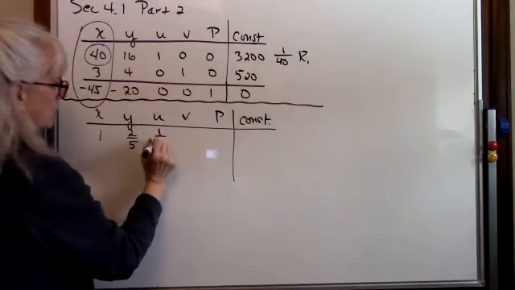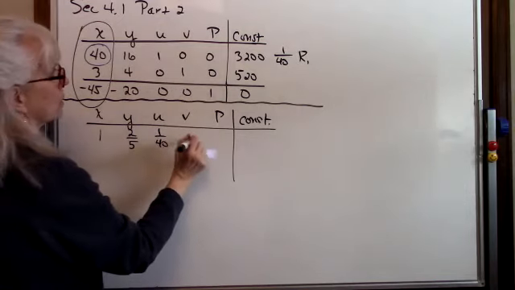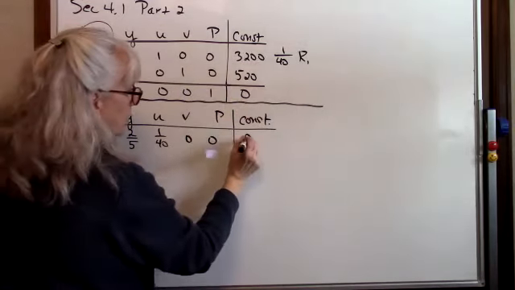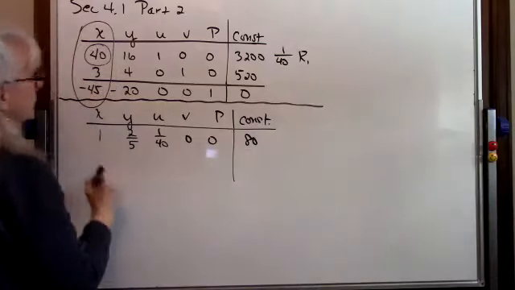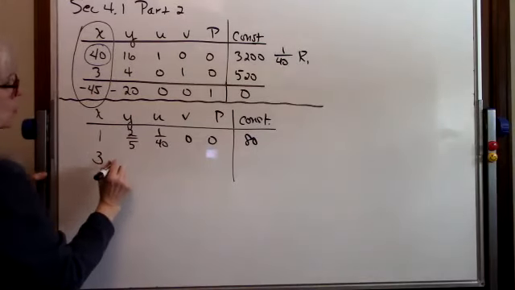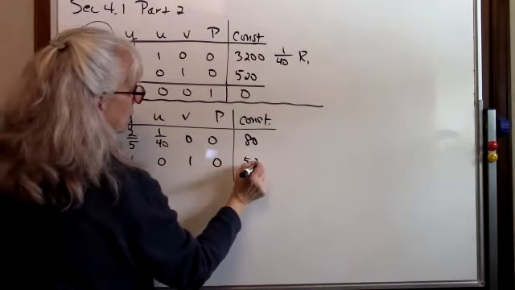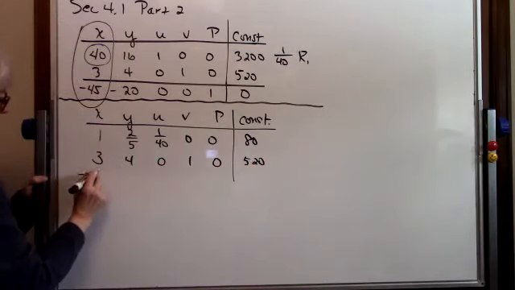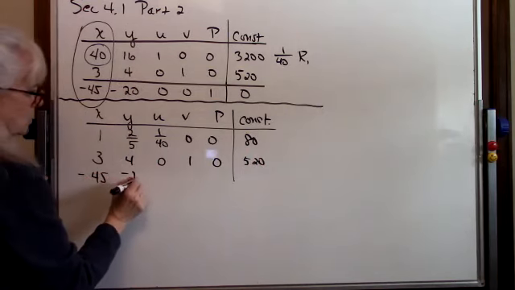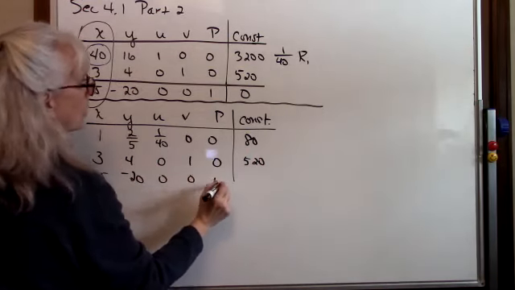1 over 40, 0, 0. 3,200 divided by 40 is 80, which we recognize. I'm going to copy over the remaining rows, 3, 4, 0, 1, 0, and 520. Next, we'll have a negative 45, a negative 20, 0, 0, 1, and 0.